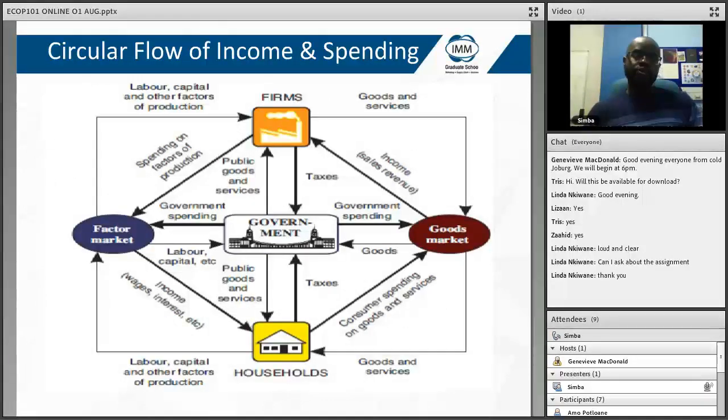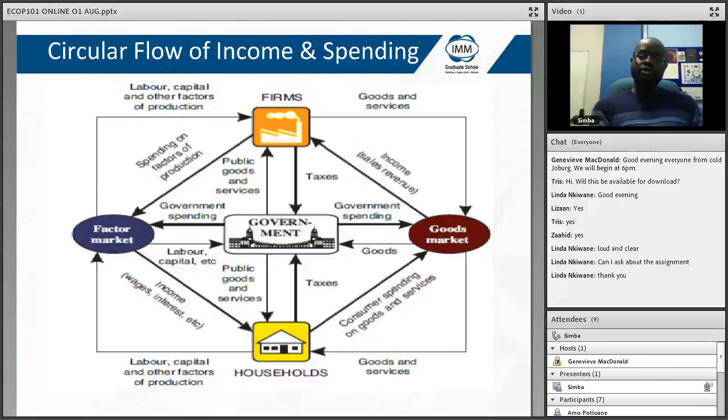Right. We also look at the circular flow of income and spending. When you look at the circular flow of income and spending, first we start by only having the households, which we assume own the factors of production. Then in a two-sector model, we have the households and the firms. So that is the starting point.